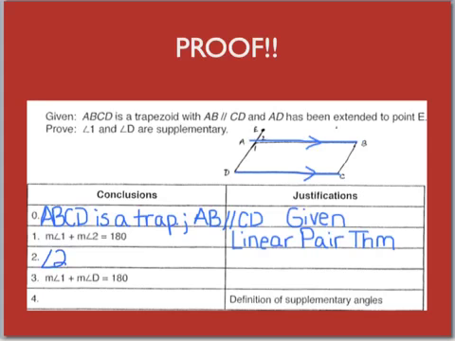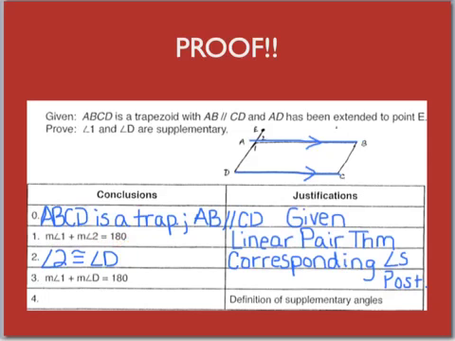I know angle 2 is congruent to angle D because they are corresponding. And that was actually the corresponding angles postulate. Okay, corresponding angles postulate says corresponding angles have to be congruent. Okay, so now I know that angle 1 and 2 equal 180, and angle 2 is equal to angle D.